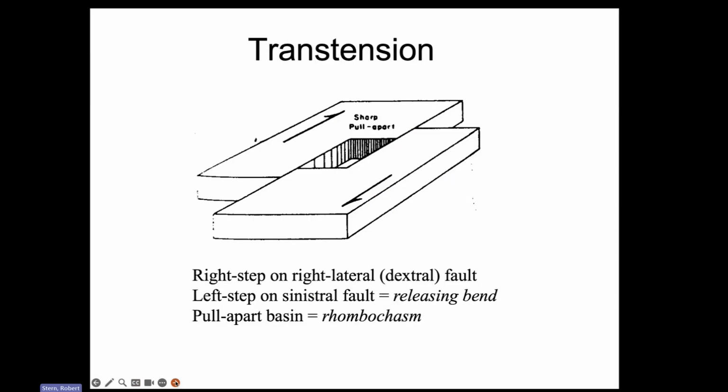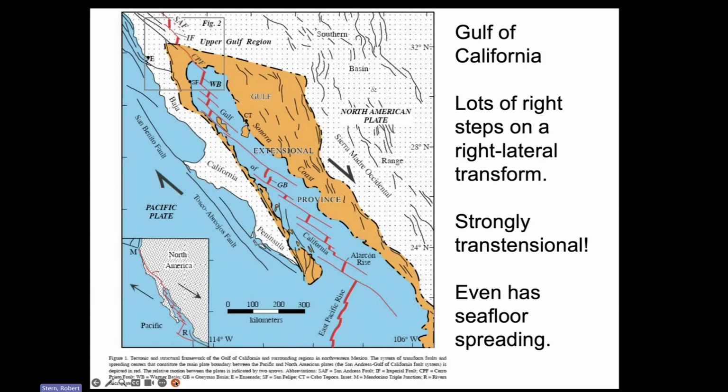All right, so let's talk a little bit more about transtension, right? Right step on a right lateral fault or a left step on a left lateral fault. And it generates, this is a releasing bend, and it generates a rhombochasm. So we can see that system here.